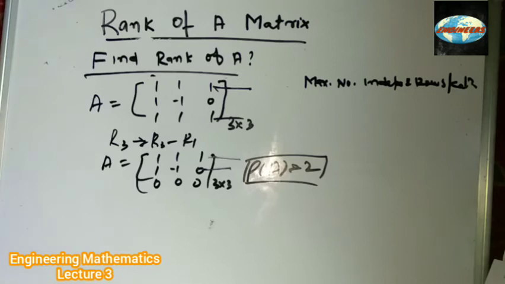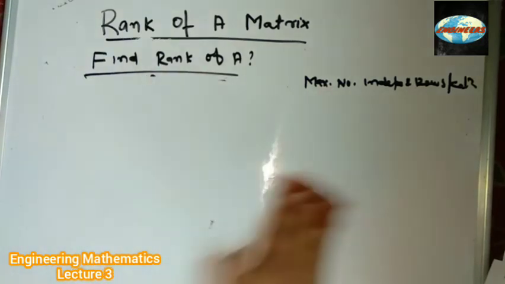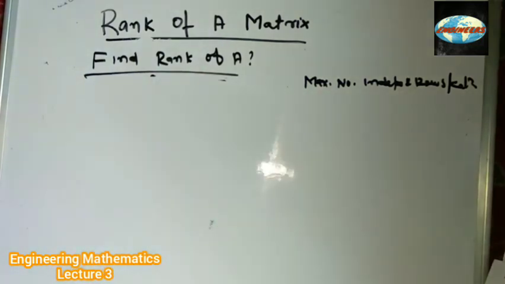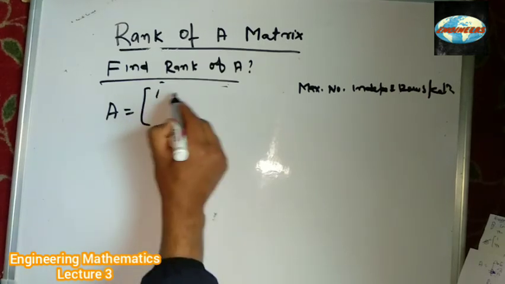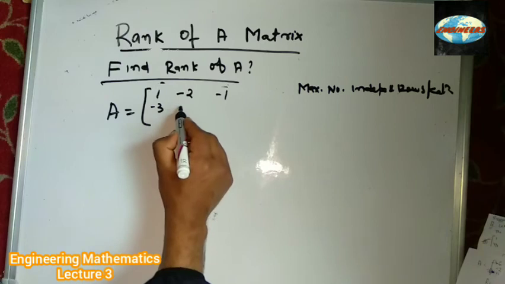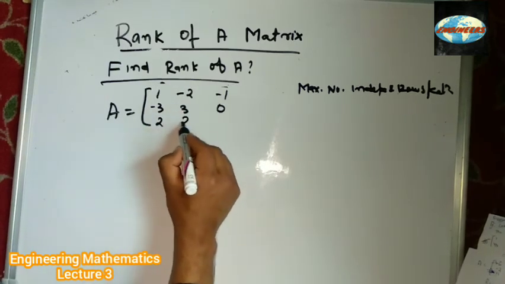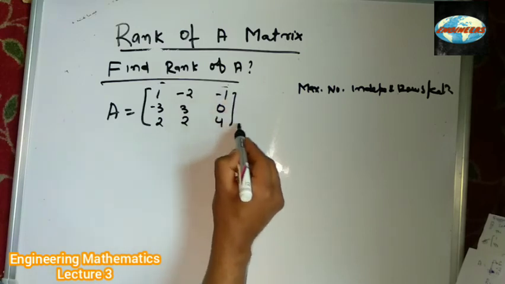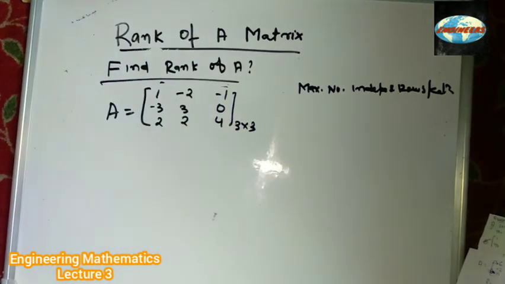Quickly we will take one more question. I had one more question, I think the last one. The matrix is 1, minus 2, minus 1, minus 3, 3, 0, 2, 2, a 3 cross 3 matrix. So rank would be less than or equal to 3.